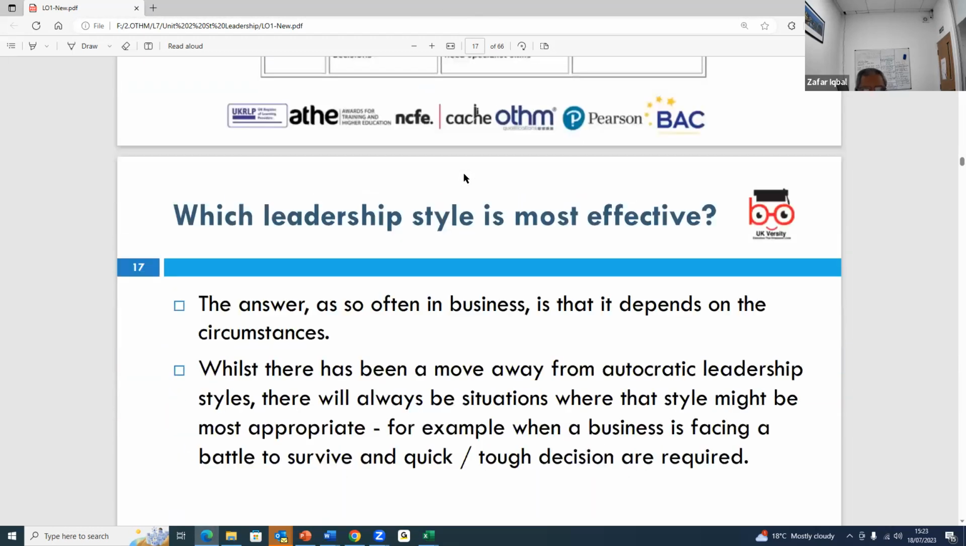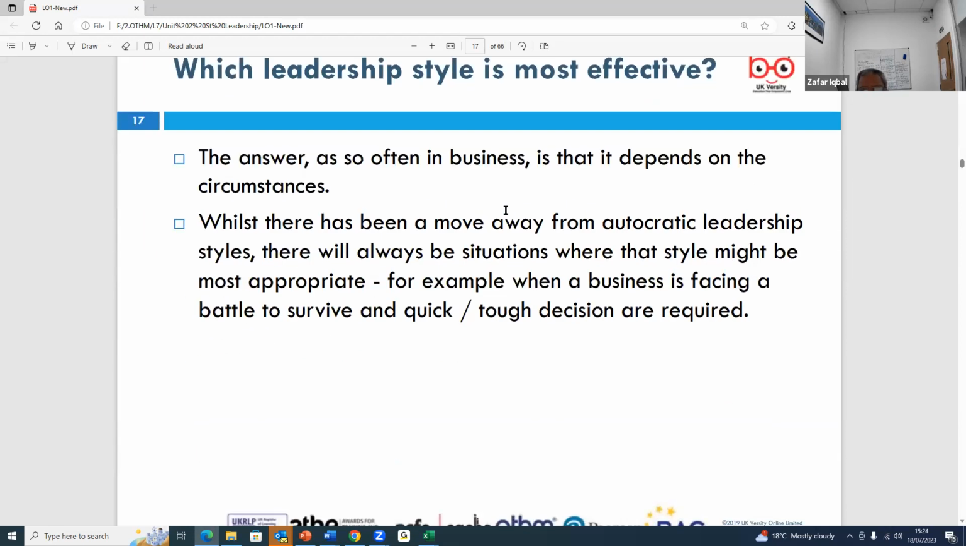But we need to decide which leadership style is most effective. There is no, it depends on the circumstances. We can't say this is the best leadership style and that's the worst. No, there is no simple answer. It depends on the circumstances. It depends on the environment in which you're making decisions. It depends on the type of decision, and it depends on the situation. And appropriate decisions may have to be made in difficult circumstances.